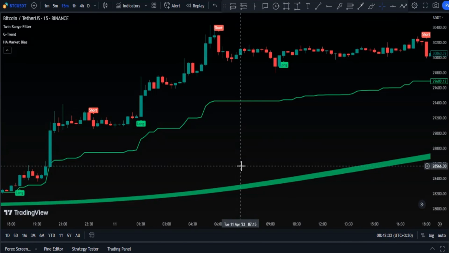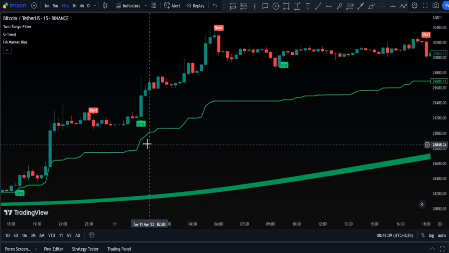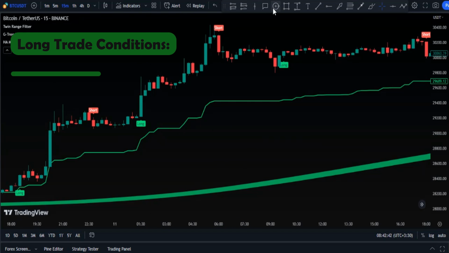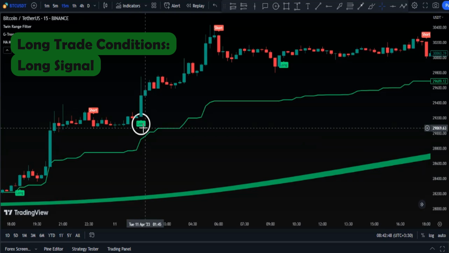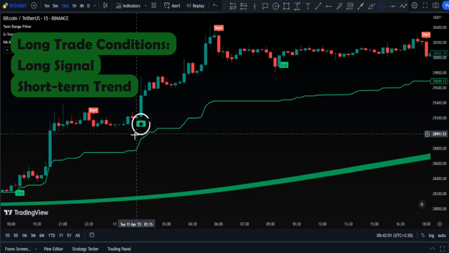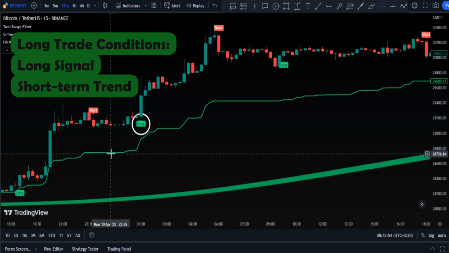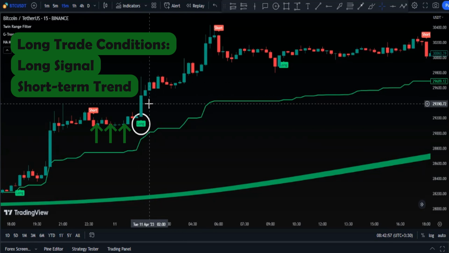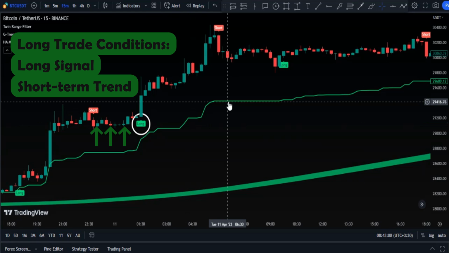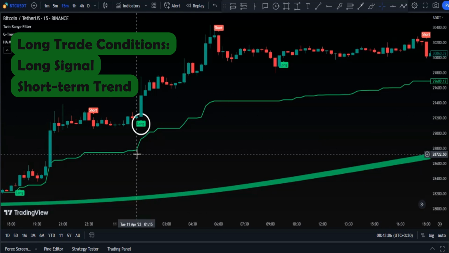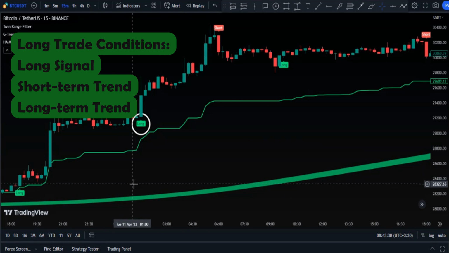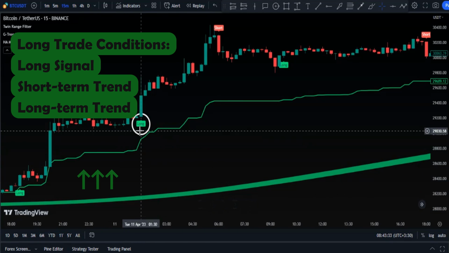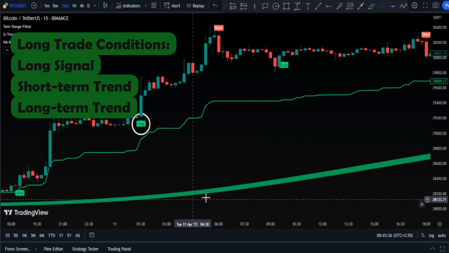So let's review the conditions of trade entry one more time, but this time with all three indicators. For entering a long trade, first we need to get a long signal from the twin range filter indicator. Then we need to make sure that our signal is following the short-term trend of the market. For this to be true, the price has got to be above G-Trend and the color of the G-Trend graph should also be green. Next, we gotta make sure that the long-term trend of the market is also ascending.